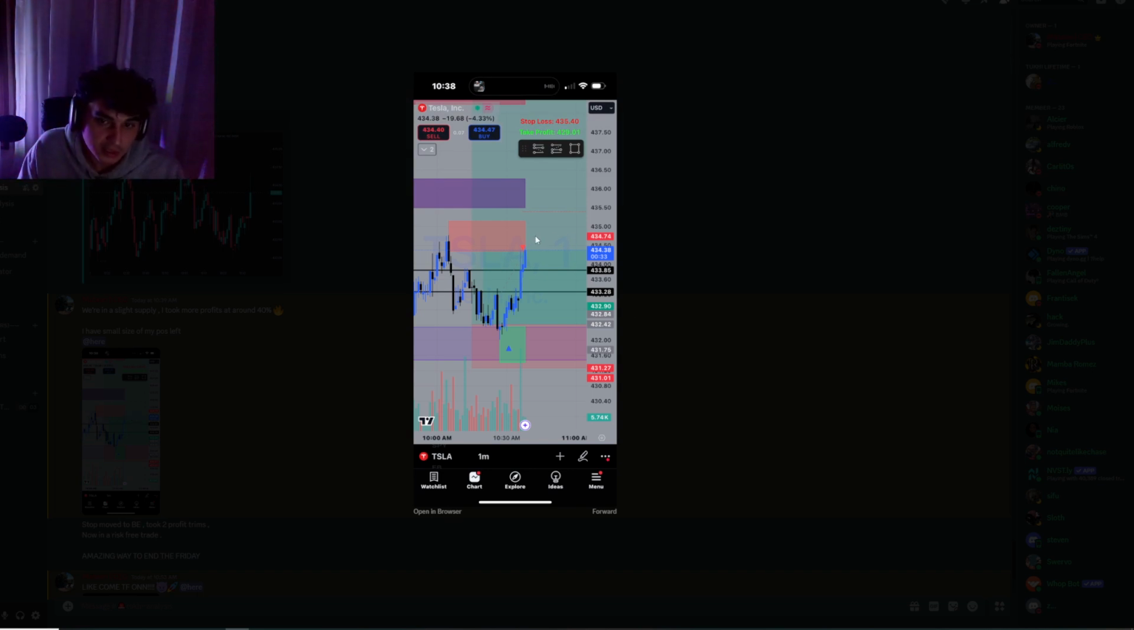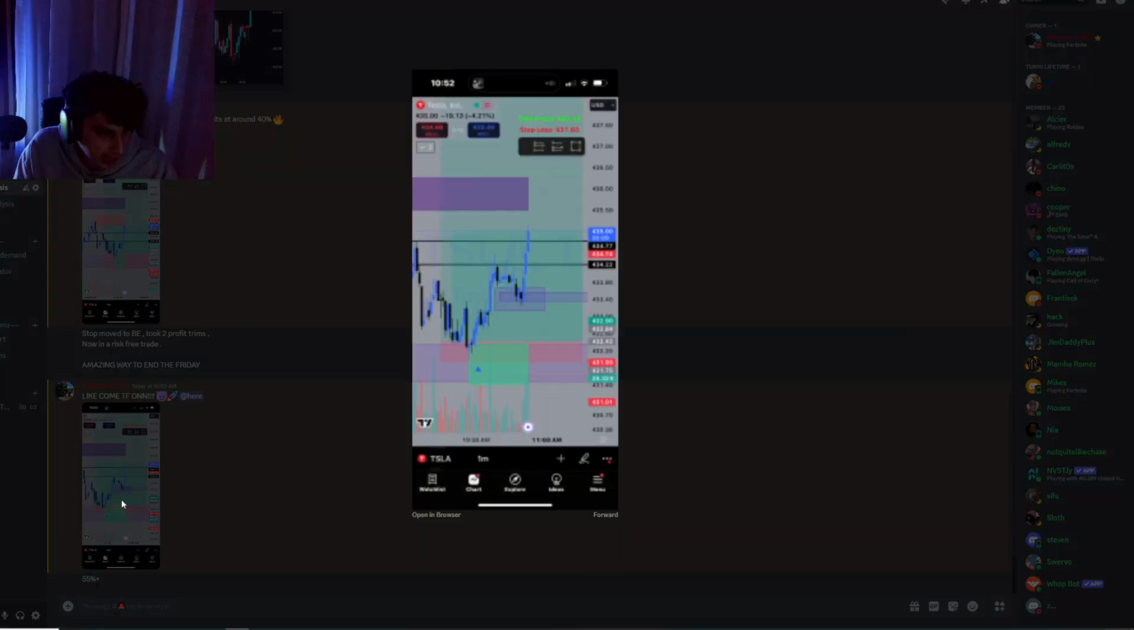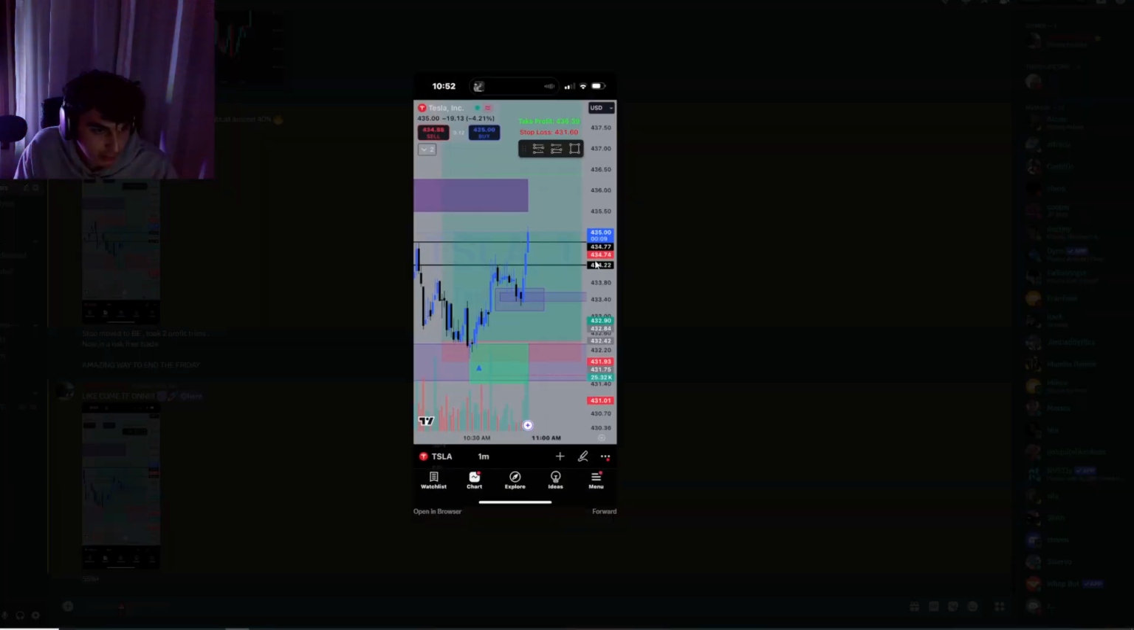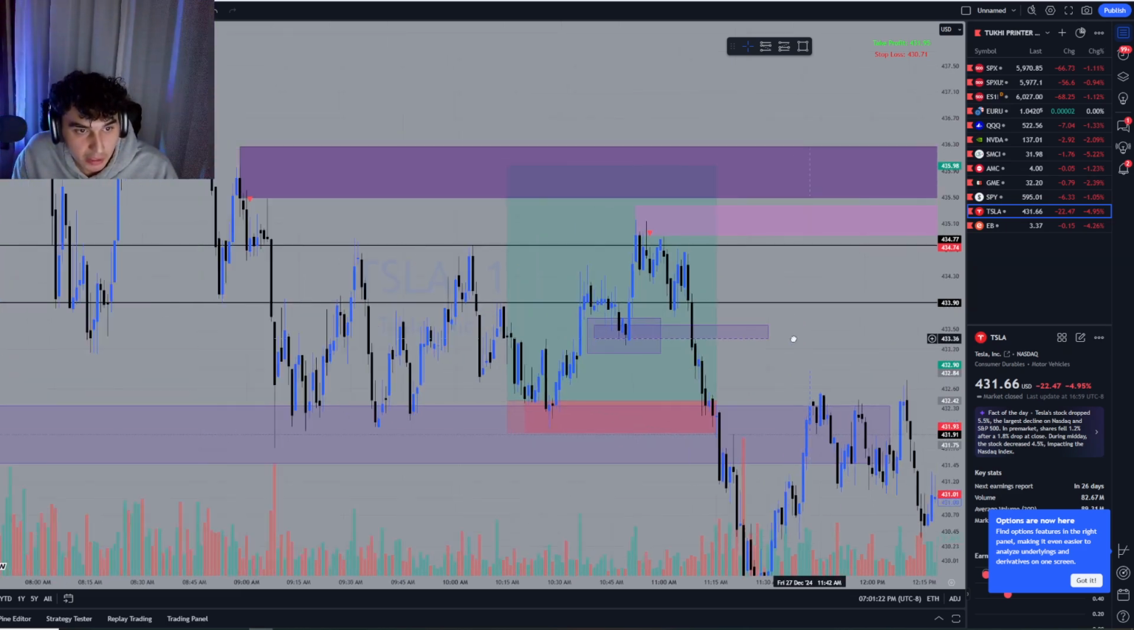At this point, I was happy with my 40%. I was happy with the move, and that's also something to remember, to never get greedy, right? So that was that. And then as time continued on, you can see at 10:53, about 15 minutes later, you can see the trade continuing to move up even higher. So this was about 50-60% that the trade continued to run, probably even more.